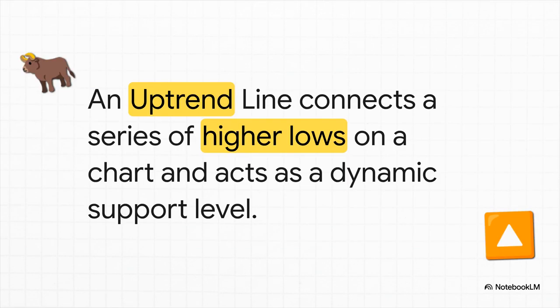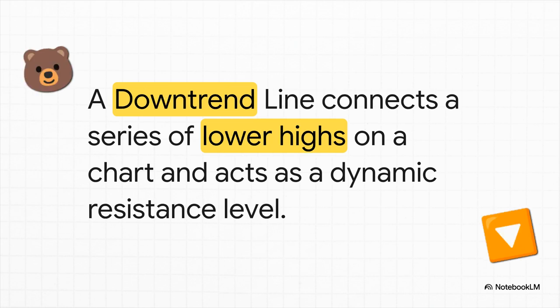So when a market is in an uptrend, it creates what we call higher lows. This just means that each new dip is higher than the previous one. When you connect these lows, the line you draw is an uptrend line. And as the price moves up, this line moves up with it, acting like a moving floor where buyers consistently step in. And you guessed it, the exact opposite happens in a downtrend.